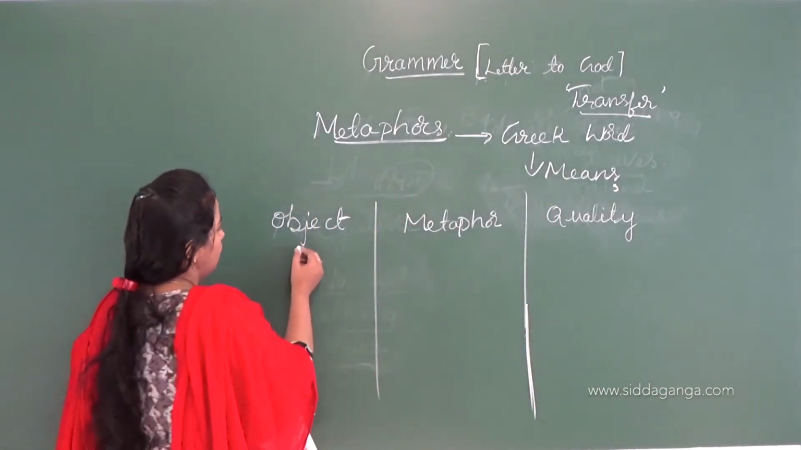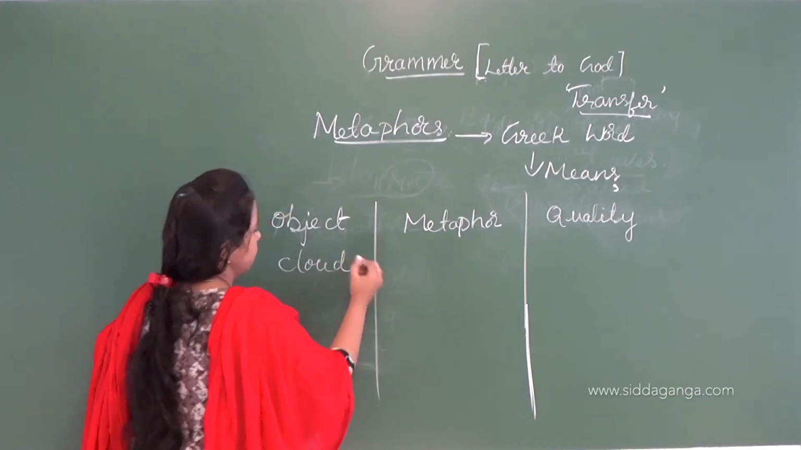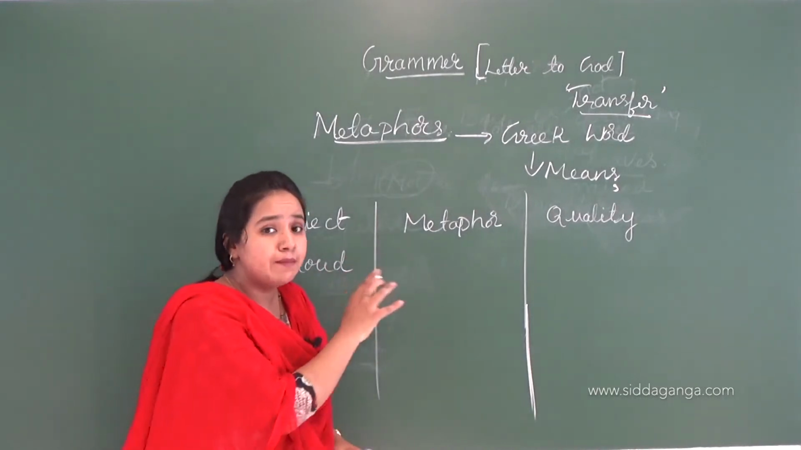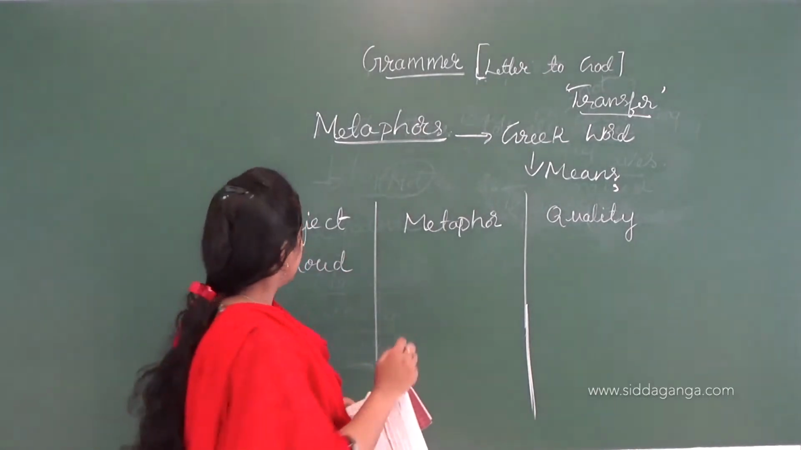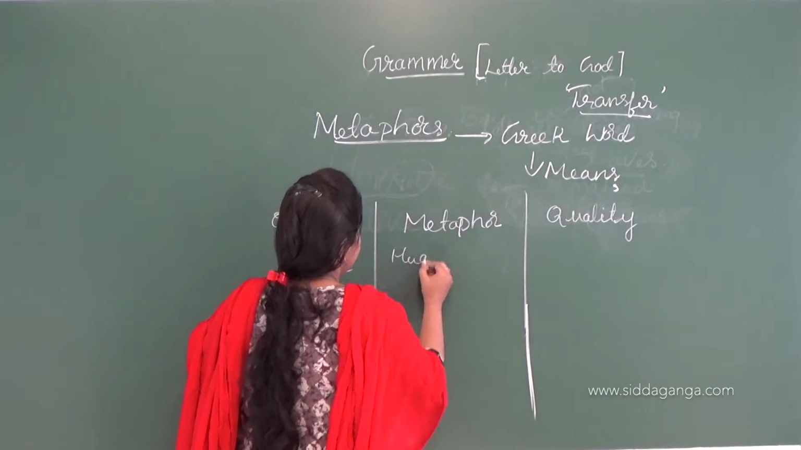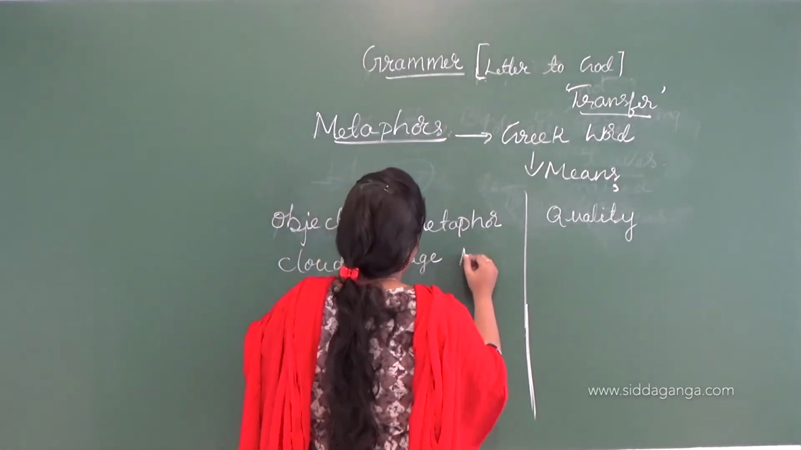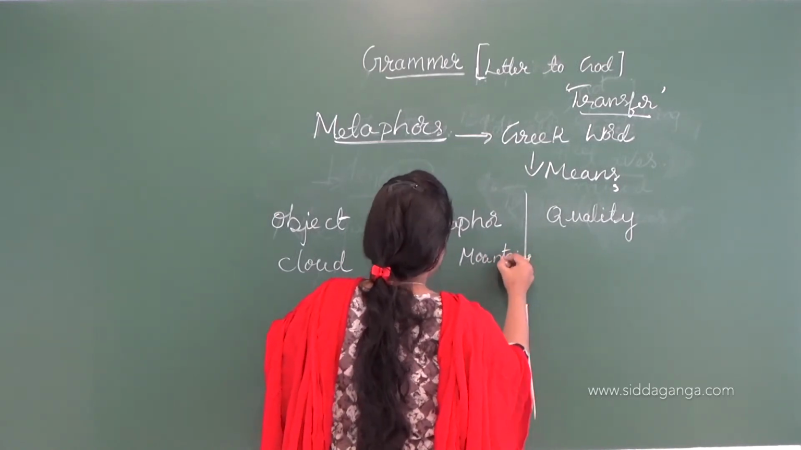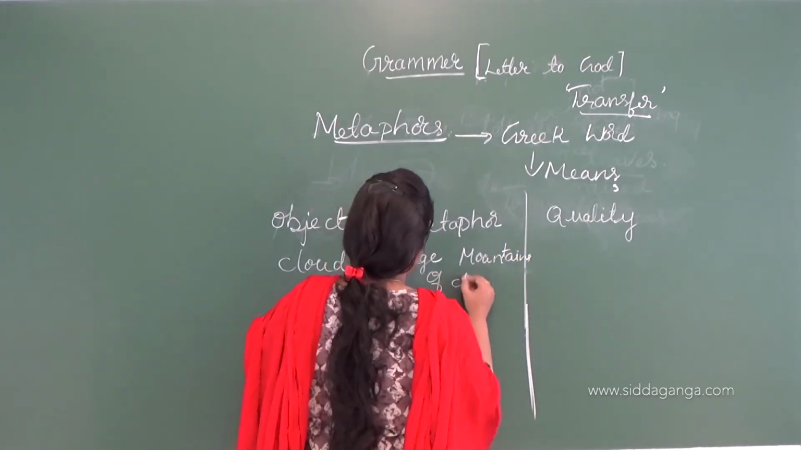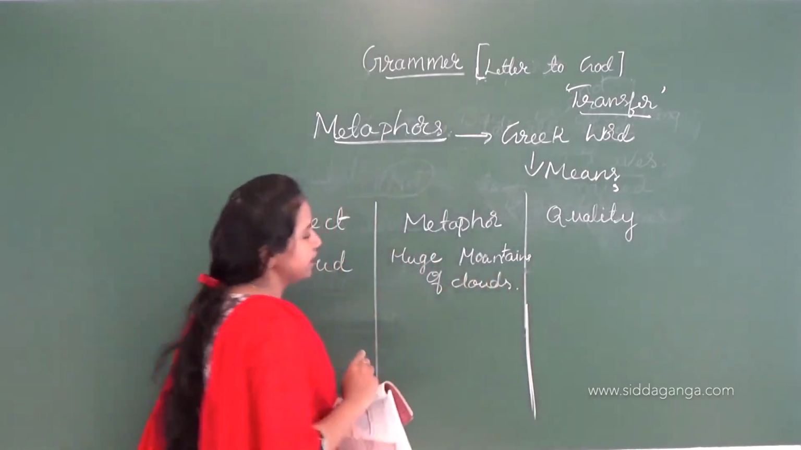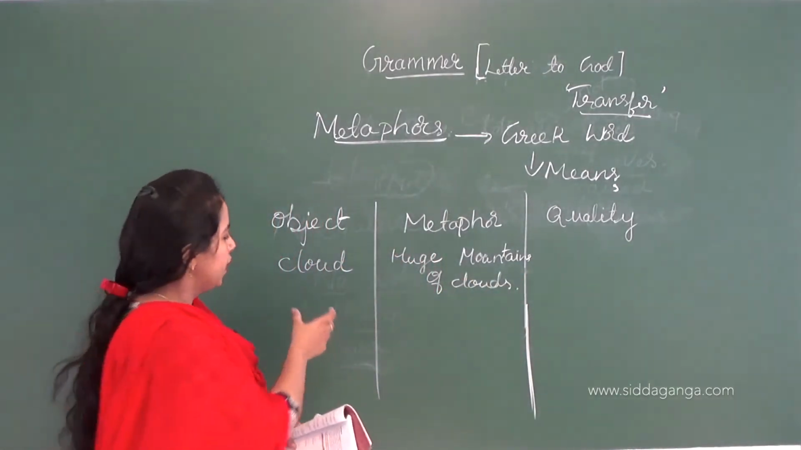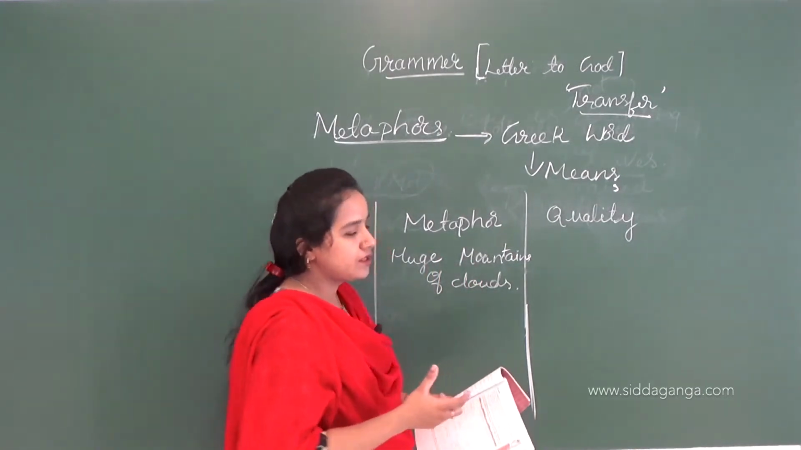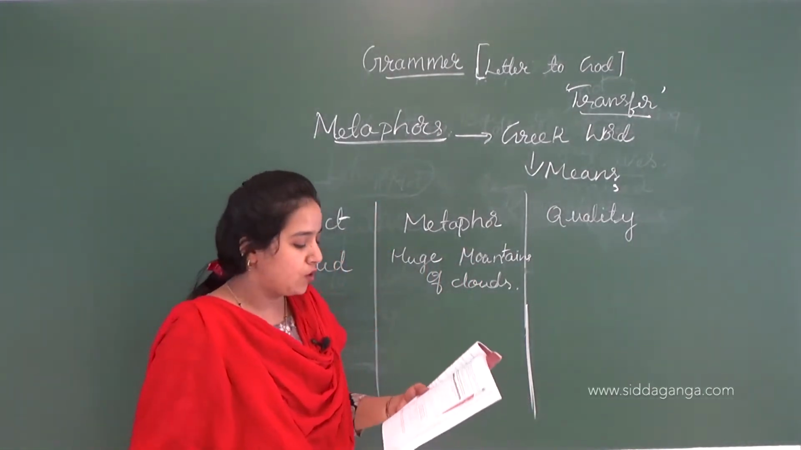Here, the object is cloud. In this lesson, the cloud symbolizes what? It compares what? The cloud compares to huge mountains. The example given here is huge mountains of clouds. This sentence is called a metaphor. The cloud is compared to huge mountains of clouds. The clouds look like mountains, huge mountains.